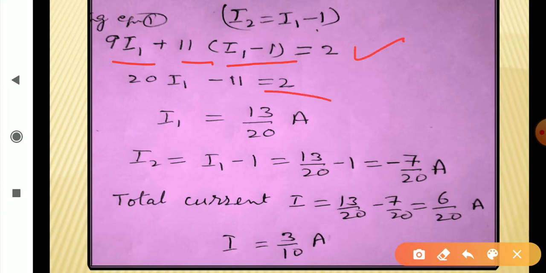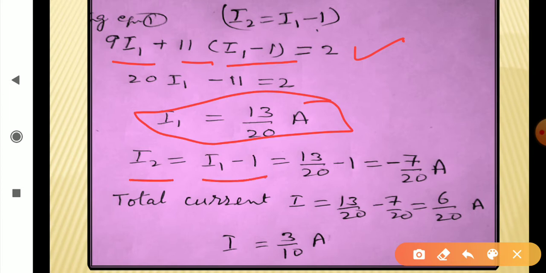Simplify the equation. You get I1 is equal to 13 upon 20 ampere. And then I2 is I1 minus 1. So 13 upon 20 minus 1, that is minus 7 upon 20. Now the significance of this minus sign.